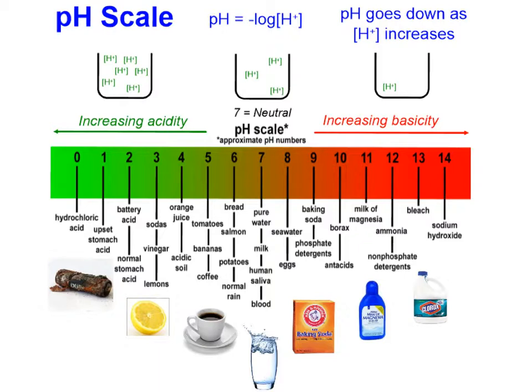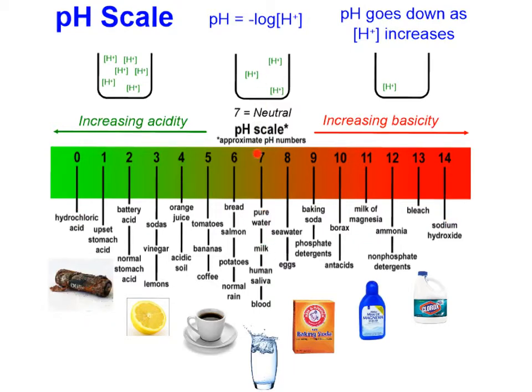Now let's take a look at the pH scale. pH is a measure of the concentration of hydrogen ions in solution. And I'm not going to require that you know how to calculate this because I don't know if you've done logarithms, but literally this is the formula and the definition of pH, the negative log of the hydrogen ion concentration. In essence, all you need to understand is that the pH goes down in numbers as the hydrogen ion concentration increases. So we can see that the pH scale goes from 0 to 14.